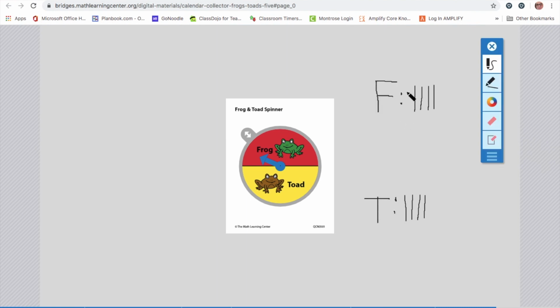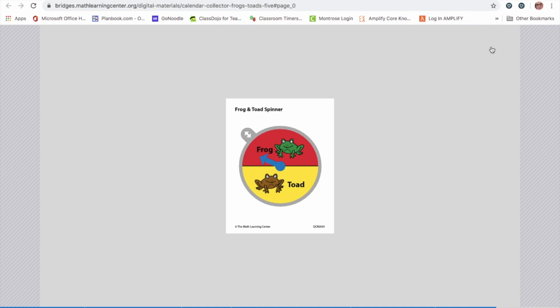Here comes the next one. Frogs! And remember, when we make a tally mark, we do 1, 2, 3, 4. It's time to shut the door. 5. Last one. If you think it's toads, touch your nose. Oh, let's see if you're right.